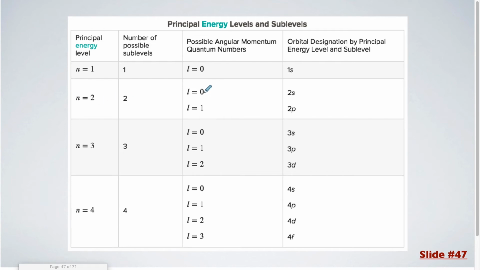2 possible shapes, which correspond to s and p. At n equals 3, you have 3 possible shapes, so you can have s, p, and d orbitals. And at n equals 4, you can have 4 possible shapes, s, p, d, and then finally f.